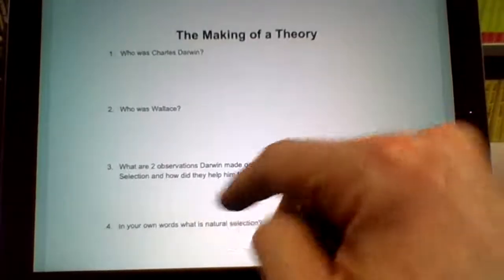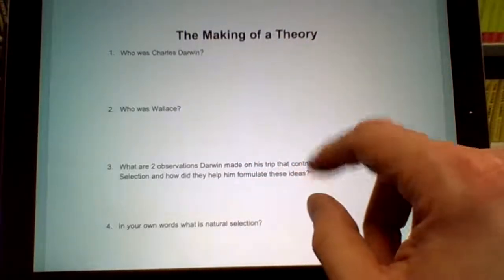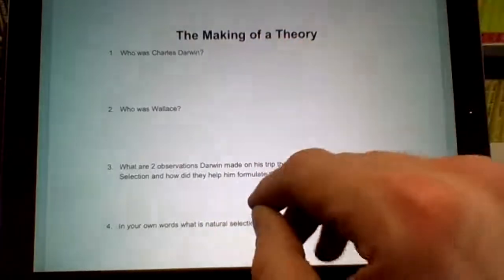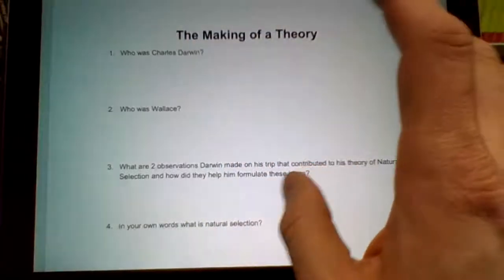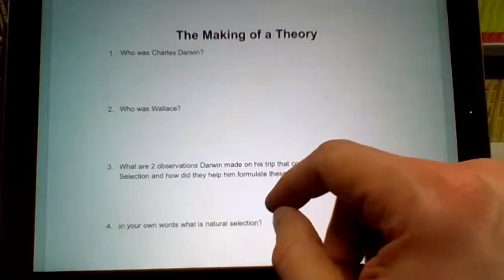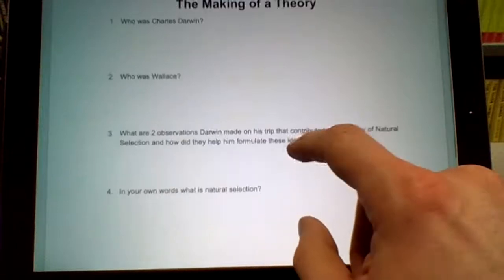If you have the app on your phone, then at the bottom of your phone, there's a little arrow. Click on that arrow and you'll see your template popped out. So, making a theory: who was Charles Darwin? Please give me as much detail as you can. Who was Wallace? He had the other part of that theory. He stands out to me so much that I forgot his first name when I was making the sheet.